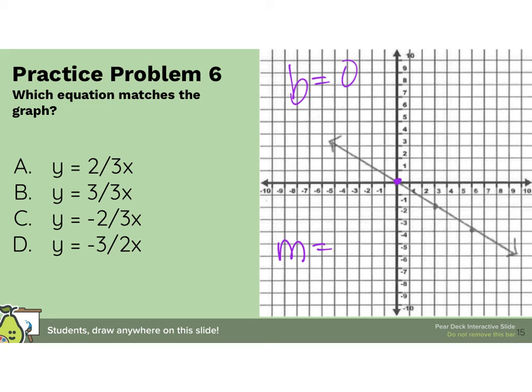Is this a positive or a negative sloping line? Negative. Cross out the positive slopes. That's A and B. So again, is it negative 2/3 or negative 3/2? We got to make sure we don't get this backwards.